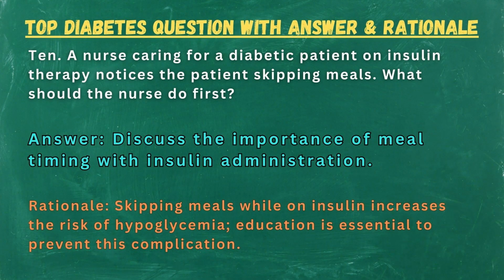10. A nurse caring for a diabetic patient on insulin therapy notices the patient skipping meals. What should the nurse do first? Answer. Discuss the importance of meal timing with insulin administration. Rationale. Skipping meals while on insulin increases the risk of hypoglycemia. Education is essential to prevent this complication.